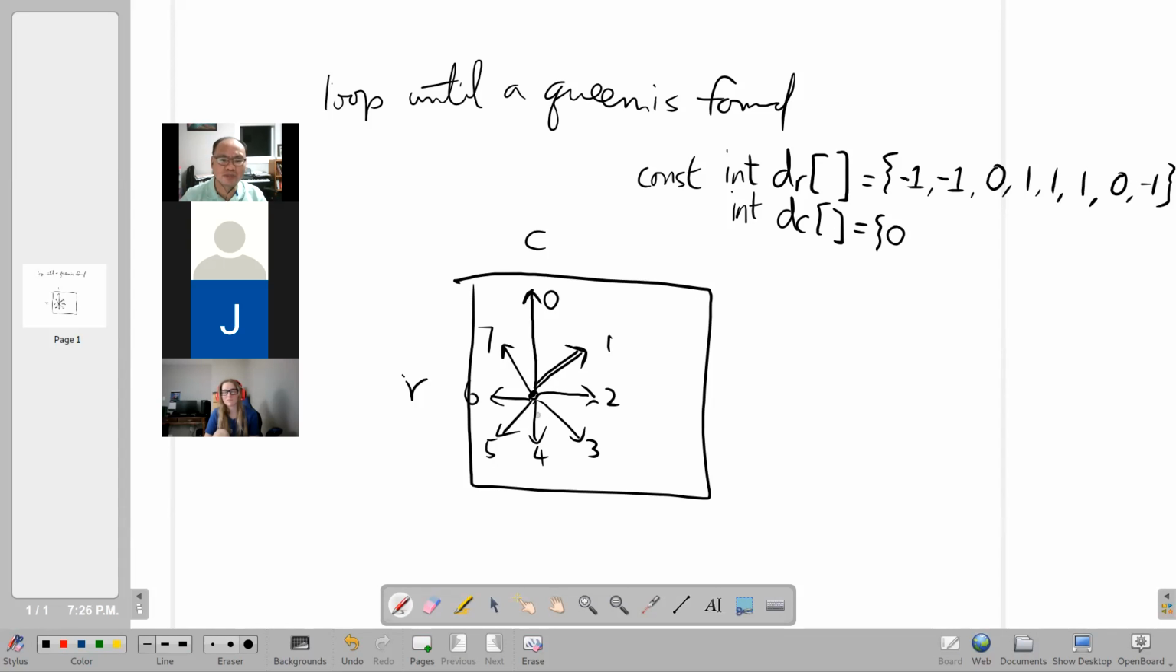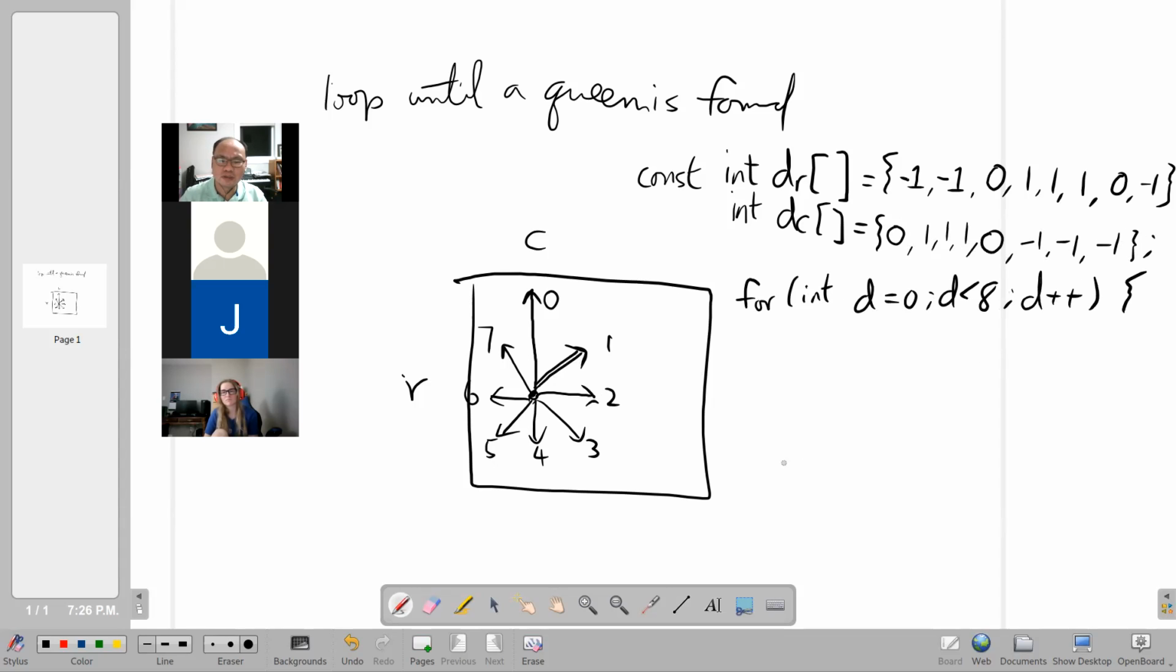If I'm moving up, the column doesn't change. If I'm moving in directions 1, 2, and 3, every step changes it by 1. 4, no change, and then the other ones are minus 1. Okay, and why is that useful? Because what I can do now is I can say for the direction from 0 to 7, I can say something like this.